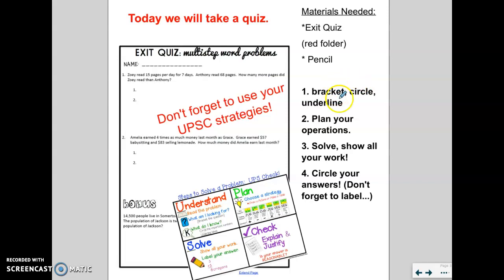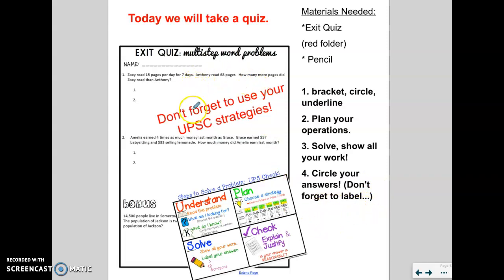Today we are going to take a quiz, and I want you to remember to use your UPS check strategies: bracket, circle, and underline as you read the problem for the first time. Plan your operations. What are you going to do to solve it? And that is where you write number 1 and number 2. What is your plan? And then solve the problem, show all of your work, and then don't forget at the end to circle your answers and label your answer, and then check it over, make sure it's reasonable.